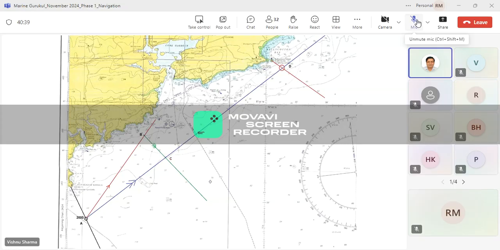Guys, don't you think this is a much better way to cover chart work than the way it is being done in the class physically? Because physically you can't be addressing every boy at his table, right? This is a much better way of covering the chart work. I don't know why DG is so much insisting on physical classes. You are right, sir.